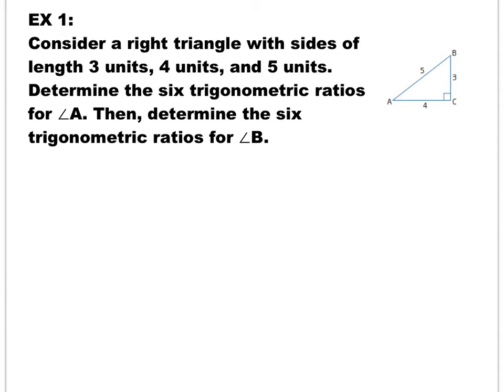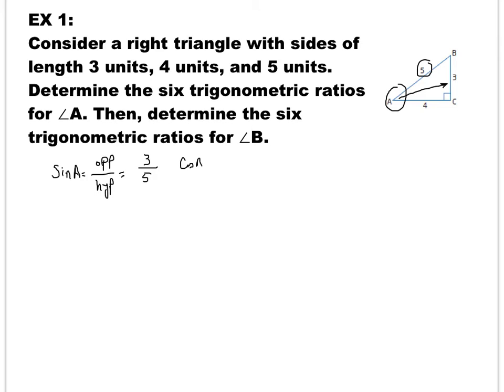The first example, we have a right triangle with three sides given. AC is 4, BC is 3, and AB, the hypotenuse, is 5. We are supposed to find the 6 trig ratios for angle A. So this is the angle we are talking about. By definition, we know that sine A is opposite over hypotenuse. Now, opposite to angle A is side BC, which is 3, over hypotenuse, which is 5.